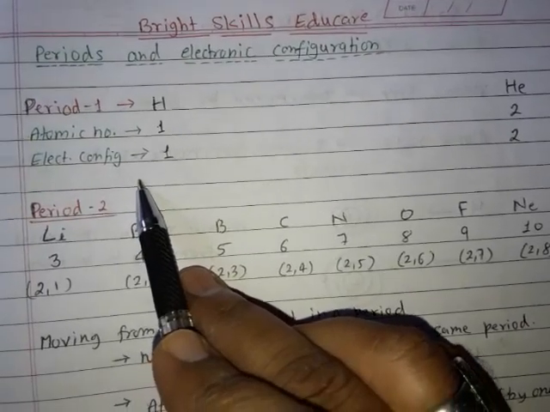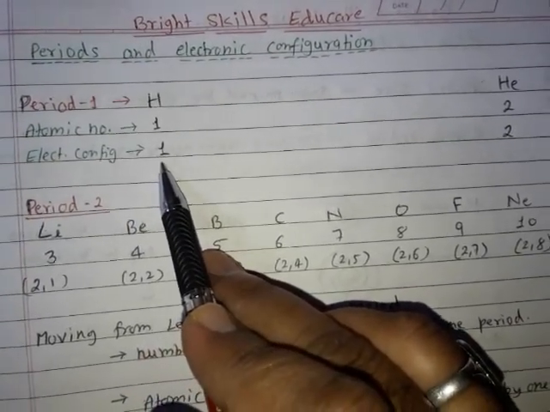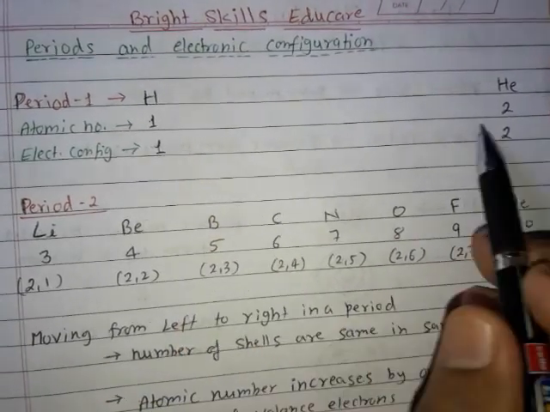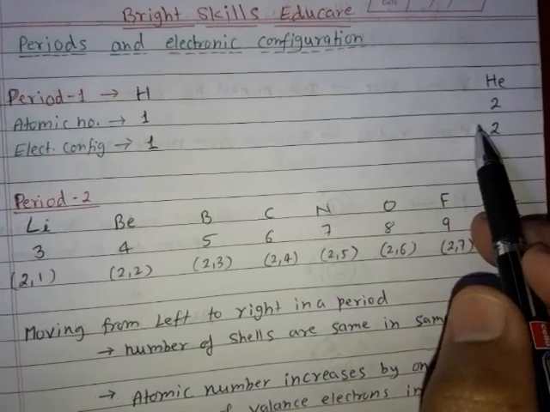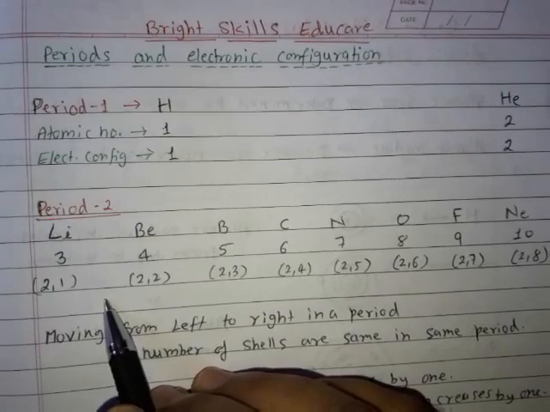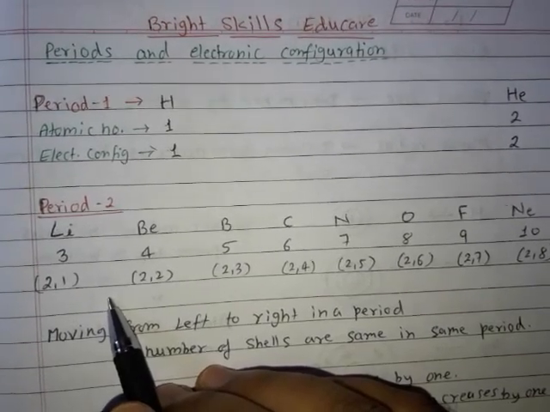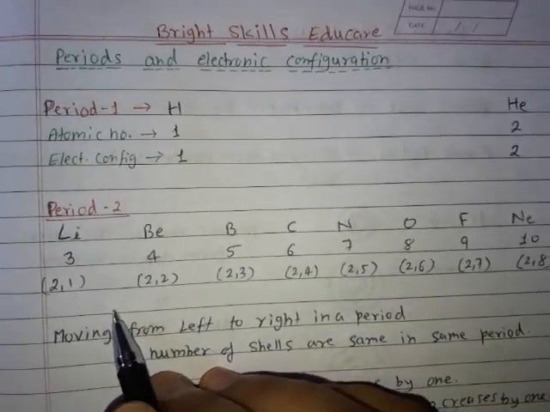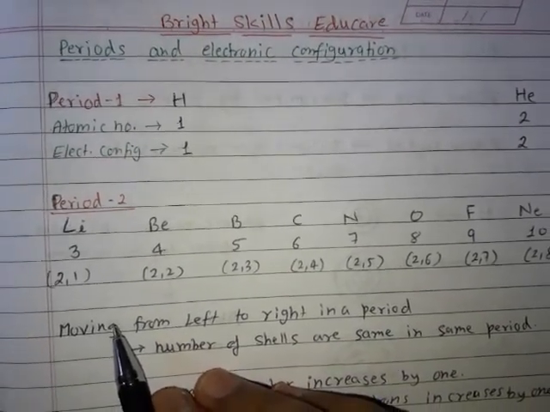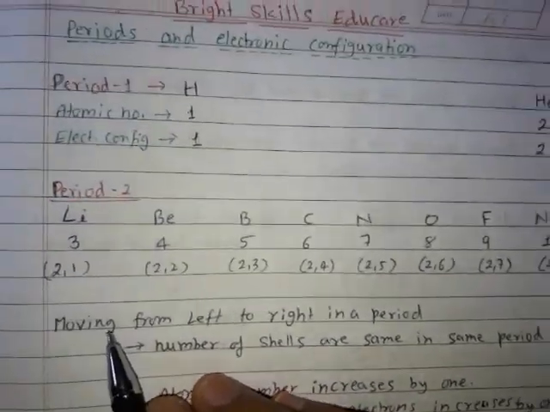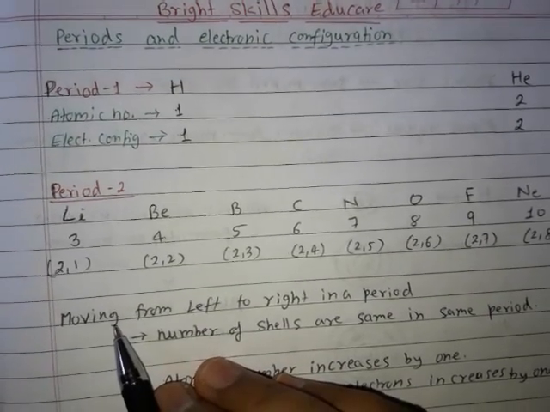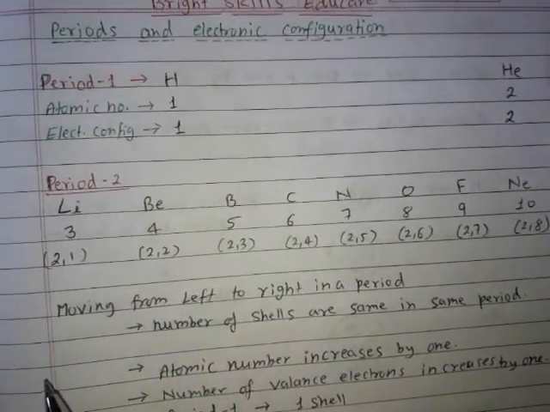So the electronic configuration of hydrogen is 1. That means 1 electron in its outermost orbit, because they contain only one shell, and the electronic configuration of helium is 2. As I told you earlier, elements of period 1 have 1 shell, elements of period 2 have 2 shells, and elements of period 3 have 3 shells, and so on. As we are moving down, extra shells are added in the elements.